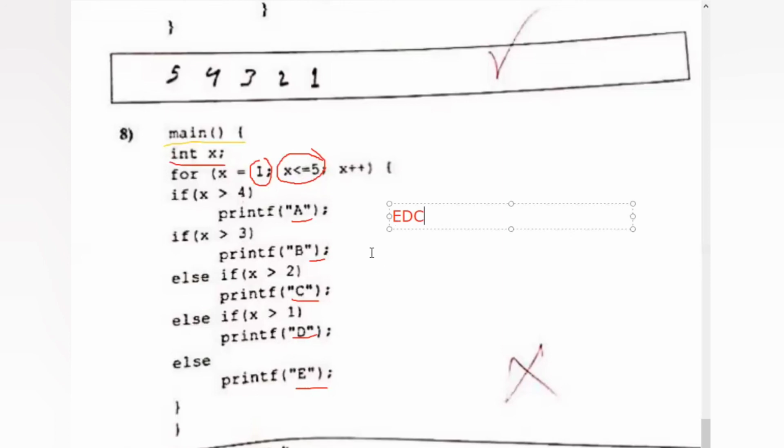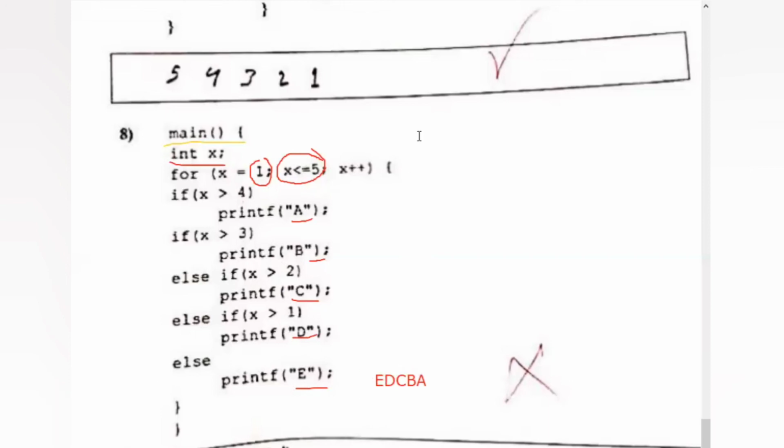When it's 2, it will display D. When it's 3, it will display C. When it's 4, it will display B. When it's 5, it will display A. So it will display in reverse order: A, B, C, D, E in reverse order.